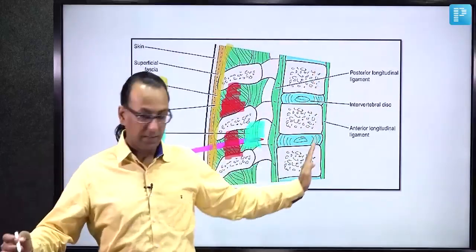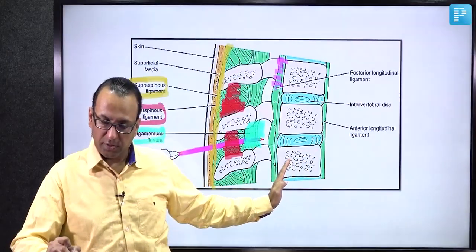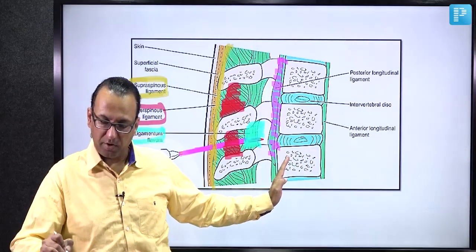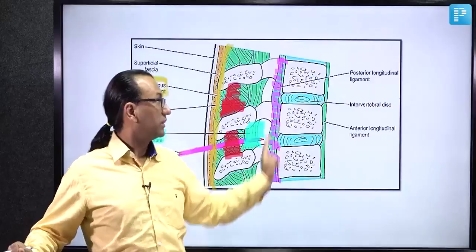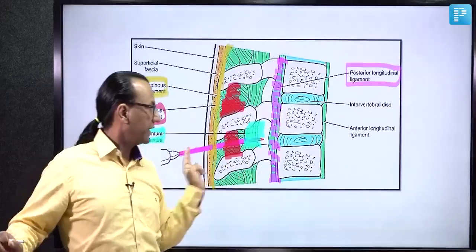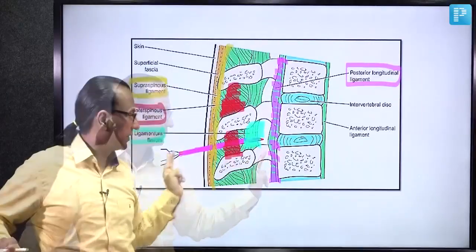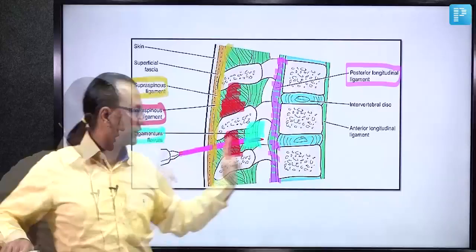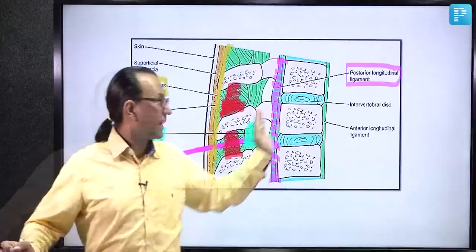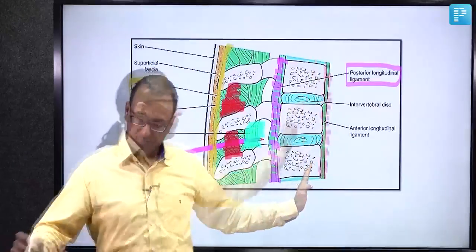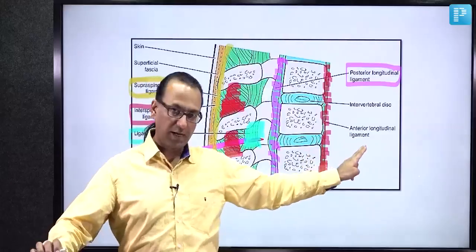Additionally, you can see the posterior longitudinal ligament running behind the body of the vertebra, and this is the ligament which your needle is not supposed to reach. If it reaches there, it might have been some accidental approach. And still anterior to the body of the vertebra, we have the anterior longitudinal ligament.